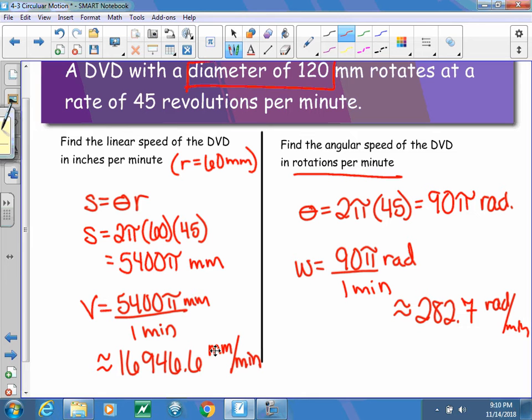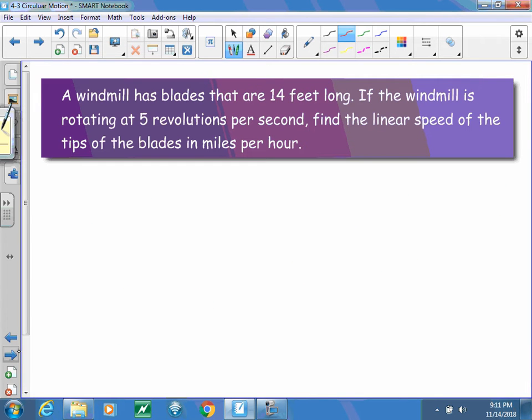So hopefully those two examples make sense and are able to help you find linear speed as well as angular speed. What I'd like to do next is do an example, kind of the same thing, along with dealing with some unit conversions. So it says we have a windmill that has blades that are 14 feet long. If the windmill is rotating at 5 revolutions per second, find the linear speed of the tips of the blades in miles per hour. So a couple things here.